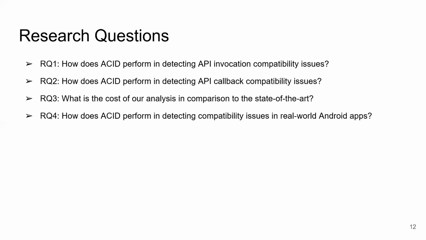Now I will discuss the evaluation of our approach. Here we tried to answer 4 research questions. In research question 1 and 2, we try to verify the accuracy of ACID in detecting both API invocation and callback issues. In research question 3, we compare the performance of ACID with the state-of-the-art techniques. In research question 4, we try to verify the real-world applicability of ACID.